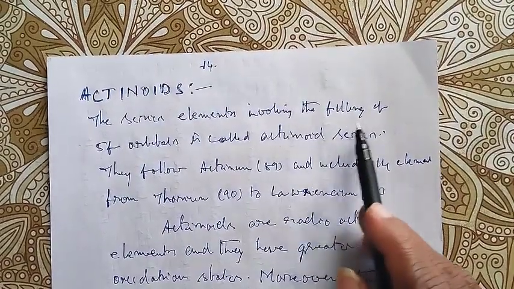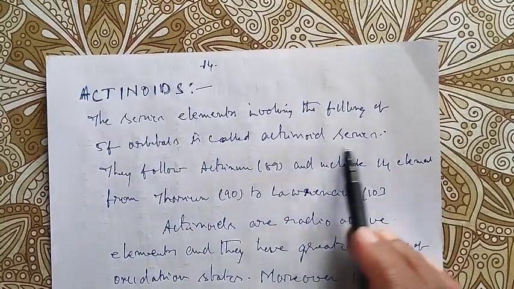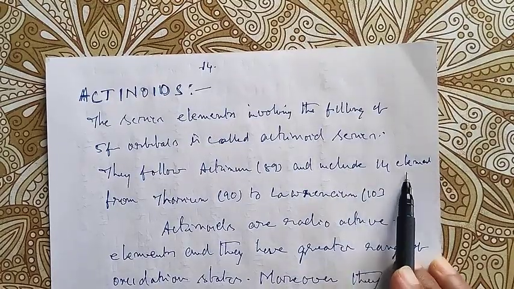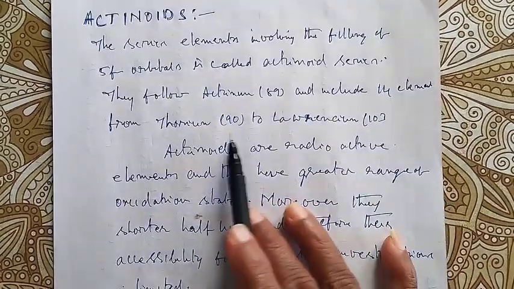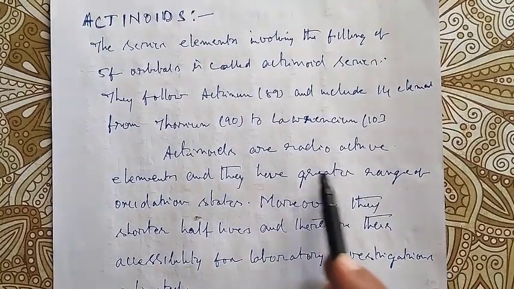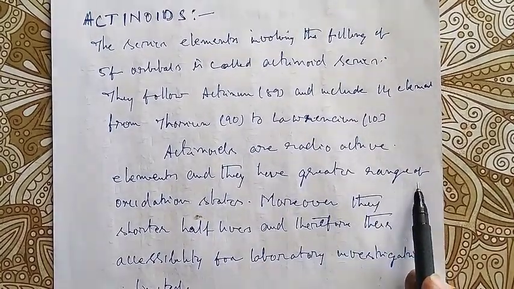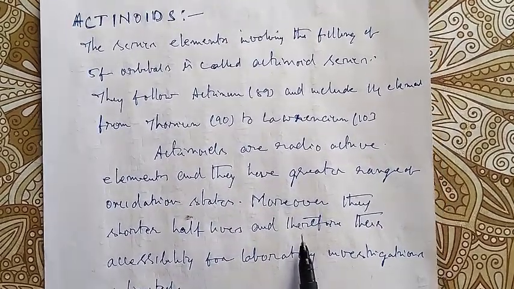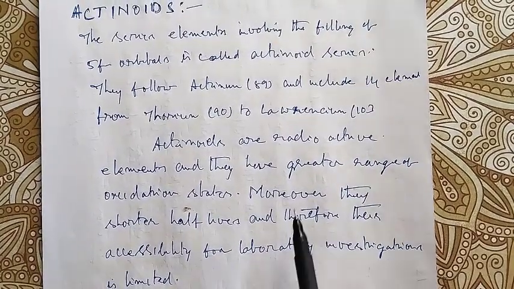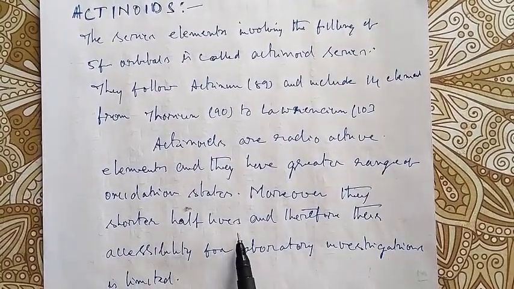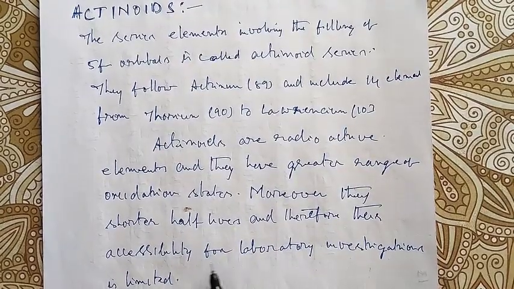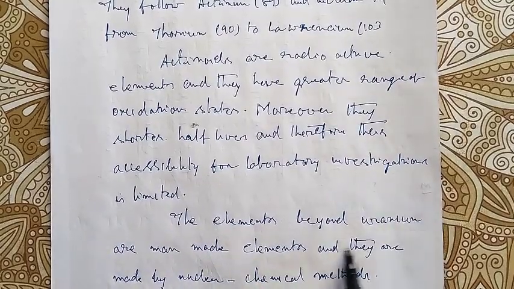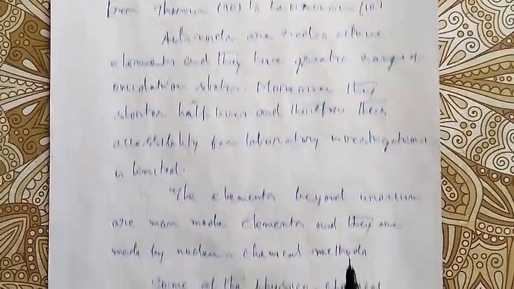The series of elements involving the filling of 5f orbitals is called the actinoid series. They follow actinium and include 14 elements from thorium to lawrencium. Actinoids are radioactive elements and they have a greater range of oxidation states. So all the actinoids are radioactive elements and their radioactivity is a very important property. Moreover, they have shorter half-lives and therefore their accessibility for laboratory investigations is limited. The elements beyond uranium are man-made elements.